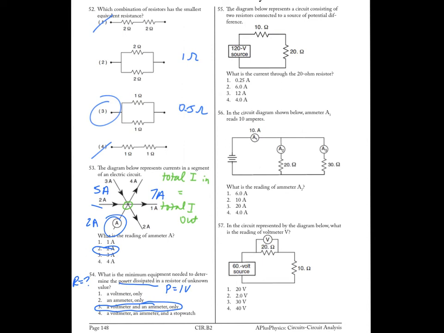Alright, number 55. Series circuit, 10 plus 20. That gets us an equivalent resistance of 30 ohms. Now, what is the current through the 20 ohm resistor? Whatever current you get here is the same current over here, so we gotta use our overall resistance here. Now we can figure out our current using V equals IR. 120 volts is equal to I, we're solving for, and 30 ohms is our resistance. 120 divided by 30, I is equal to 4 amps.